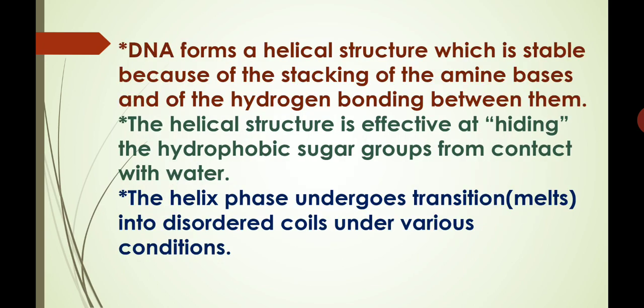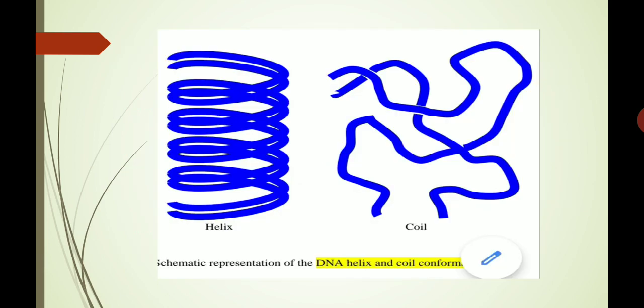DNA forms a helical structure which is stable because of the stacking of the amine bases and the hydrogen bonding between them. The helical structure is effective at hiding the hydrophobic sugar groups from contact with water. The helix phase undergoes transition, in other words, it melts into disordered coils under various conditions. In this diagram, there is a schematic representation of the DNA helix and coil conformation.